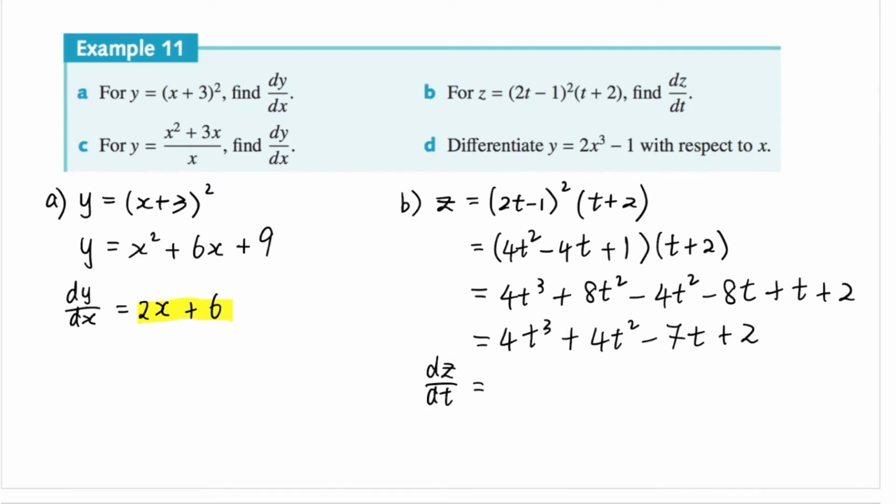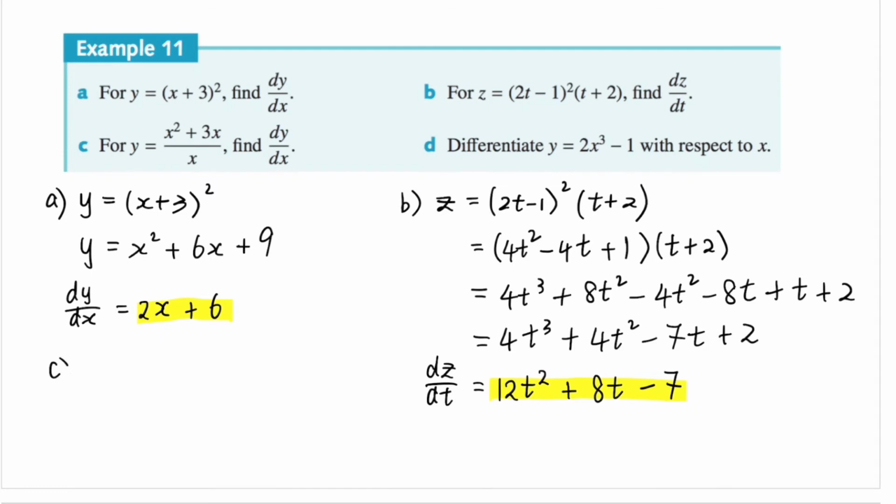So differentiate the first term. We bring the 3 to the front to multiply with the 4. 3 times 4 equals 12, and we reduce the power by 1. We bring the 2 to the front to multiply with the 4, becomes 8, and reduce the power by 1. And minus 7t becomes minus 7. The constant term 2 is gone. So dz over dt, the derivative of z with respect to t, is equal to 12t squared plus 8t minus 7.